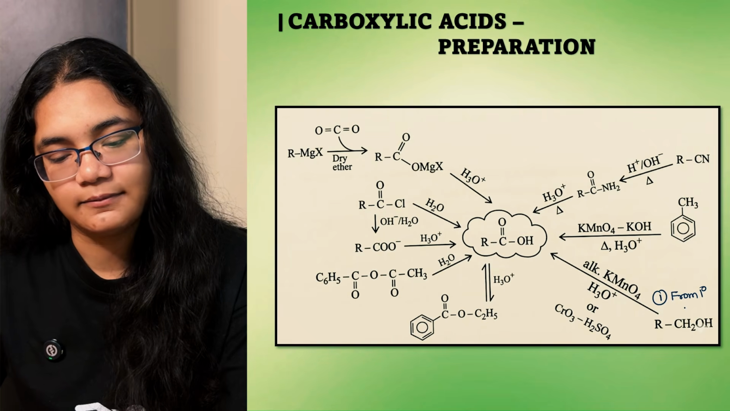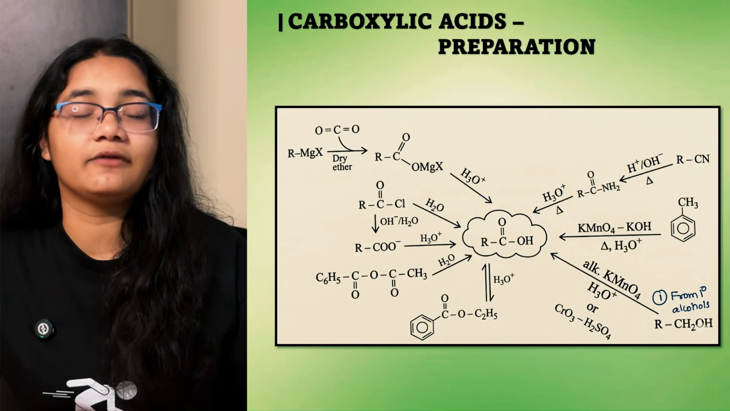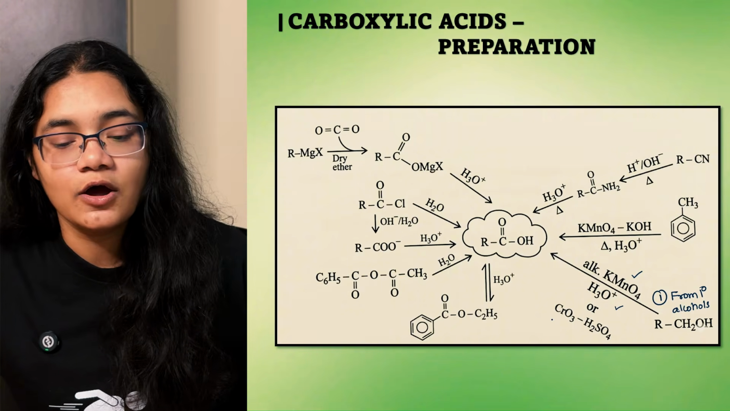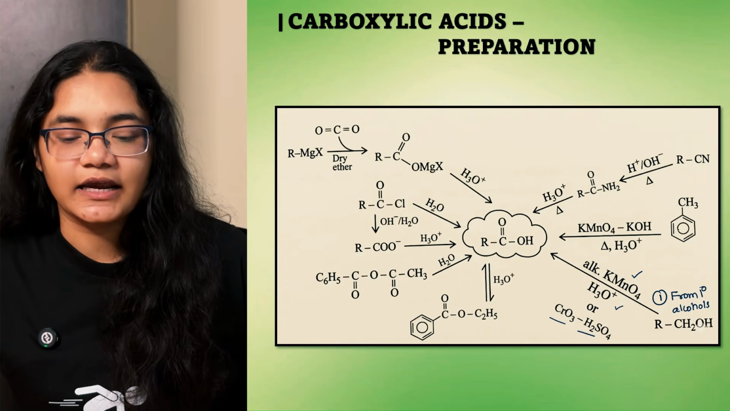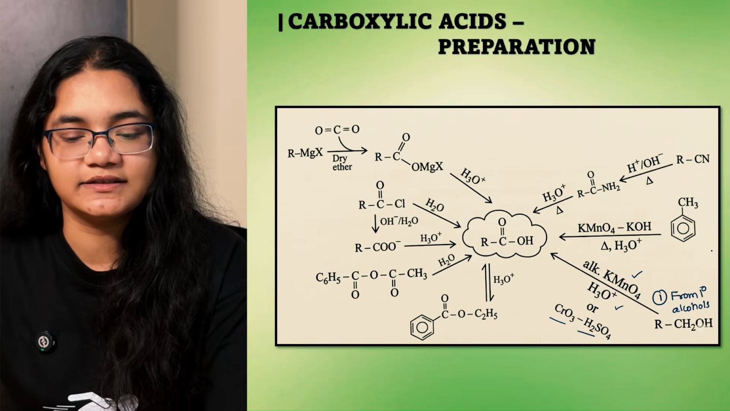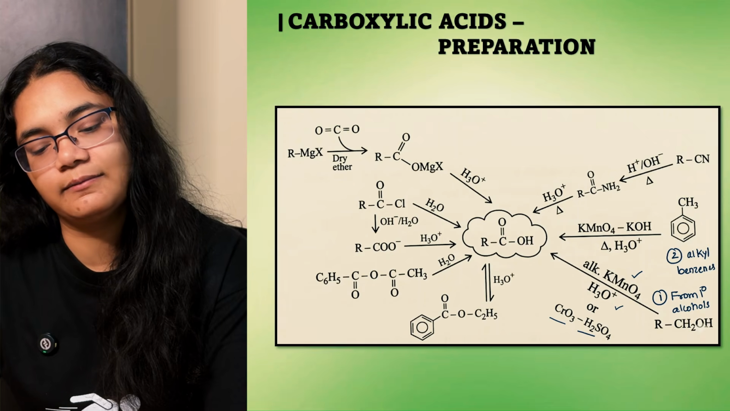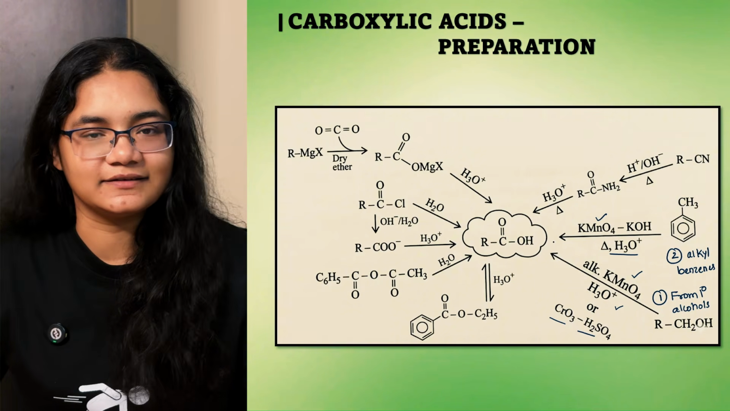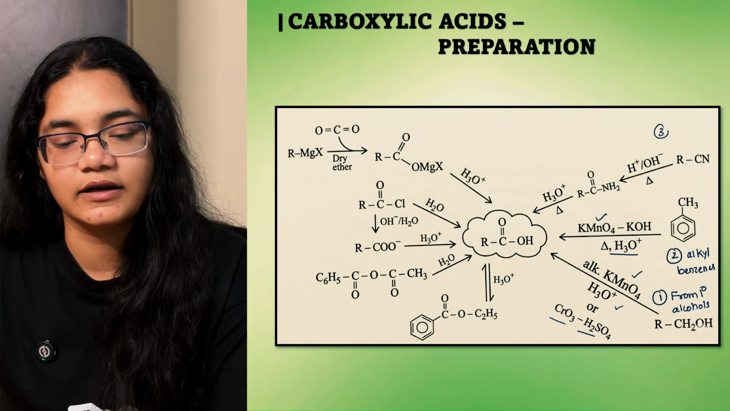If you take primary alcohols and treat them with a very strong oxidizing agent like alkaline KMnO4, or in the presence of H3O plus, or CrO3 and H2SO4, that will give you acid. That's the first method. The second one, if you see, is from alkyl benzenes. So from alkyl benzenes, if you treat it with KMnO4, KOH and H3O plus, then you will get acetic acid here. Next, talking about from nitriles and amides, the third one here, from nitriles.